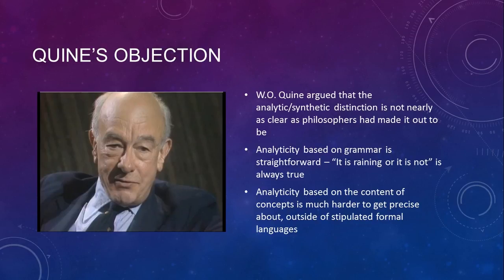I won't bore you with his argument. His argument for this comes in the Two Dogmas of Empiricism paper. It's a great paper, but I won't go through it for you. I think what I said about Wittgenstein should be enough to convince you that this analytic-synthetic distinction is not perfectly crisp, because the content of our concepts is not perfectly crisp, and what you're saying is something is analytic if it's based just on the content of the concept.